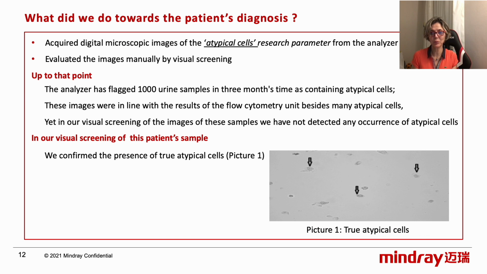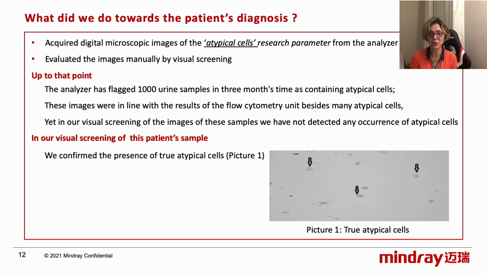We acquired digital macroscopic images of the atypical cells research parameter from the analyzer. We evaluated the images manually by visual screening. The analyzer flagged 1,000 urine samples in 3 months' time as containing atypical cells. These images were in line with the results of the flow cytometry unit besides many atypical cells. Yet, in our visual screening of the images of these samples, we have not detected any occurrence of atypical cells.